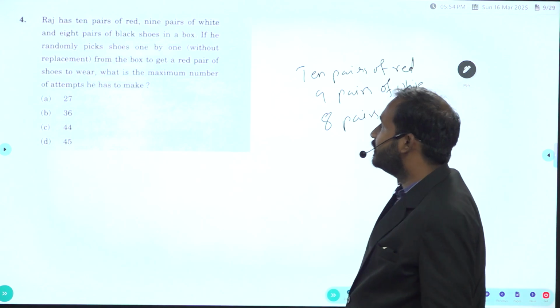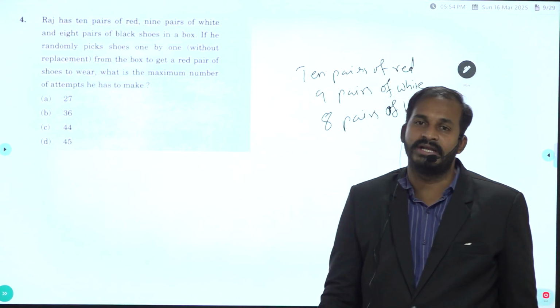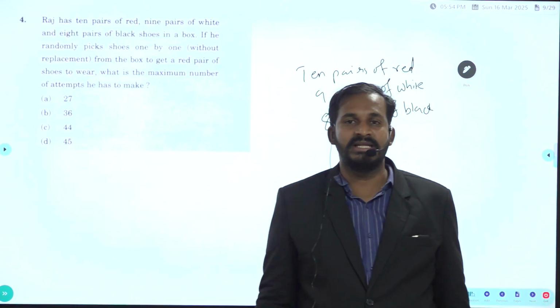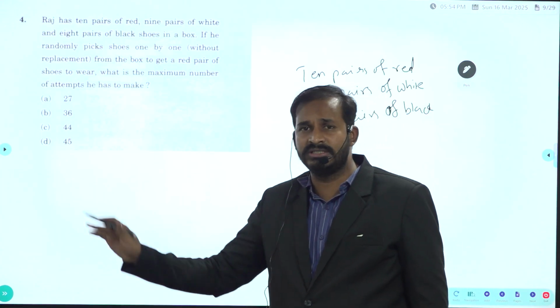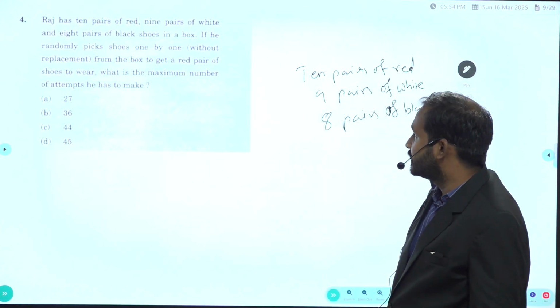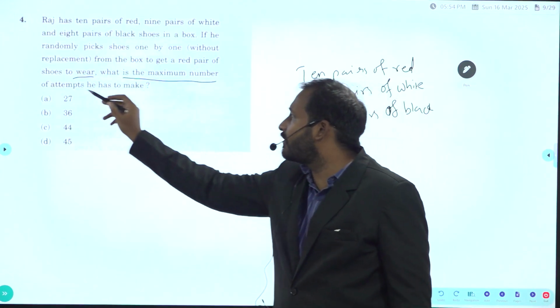Now, if he randomly picks shoes one by one without replacement, that means he will pick one shoe at a time and he will not place them back into that bag. He will simply take that shoe, have a glance and throw it aside. Now, from the box, to get a red pair of shoes to wear, what is the maximum number of attempts he has to make?